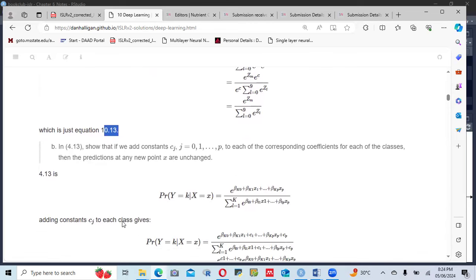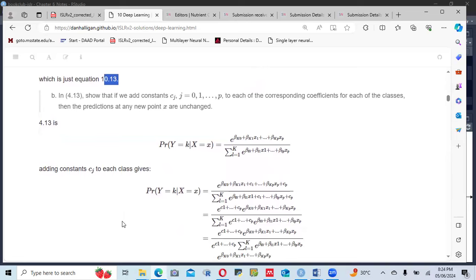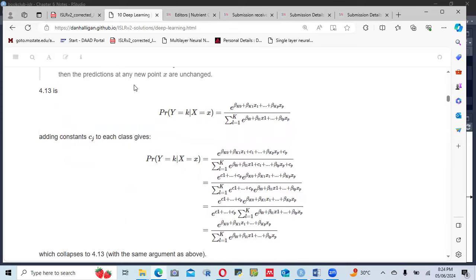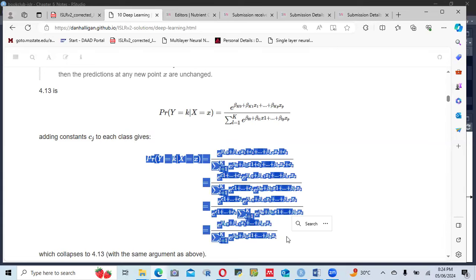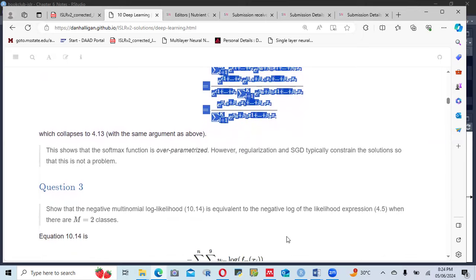And in B, they said in 4.13 that we should show that if we add a constant, C_j, where j is 0, 1, to each of the corresponding coefficients for each of the classes for the predictor p, then the predictions at any new point X are unchanged. So for 4.13, we add this, so we arrive at this. So they say the prediction is unchanged, we arrive at this. So adding constant C_j to each class still gives us this. So the authors say that this collapses 4.13 with the same argument as above.